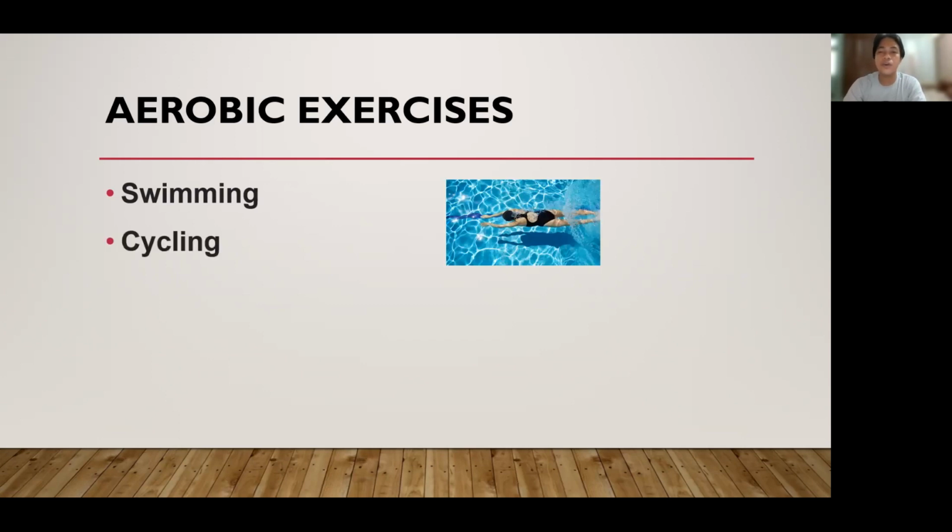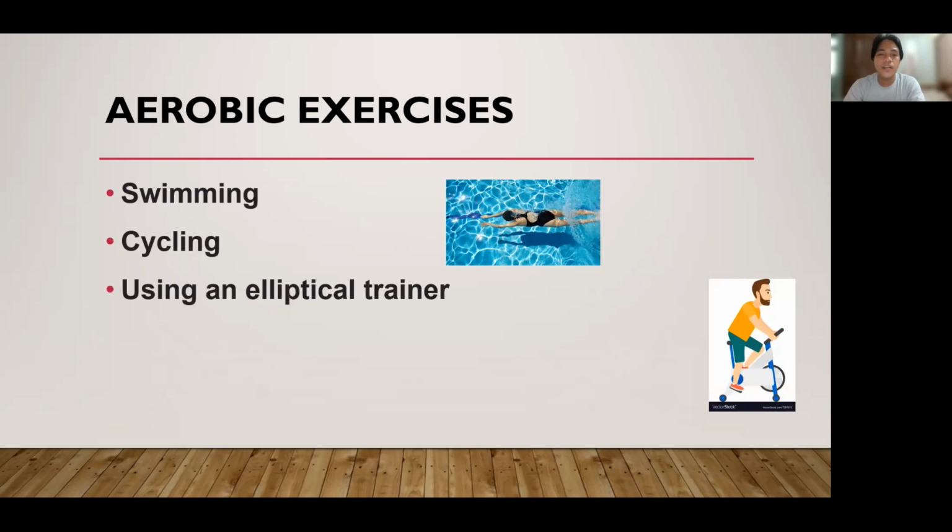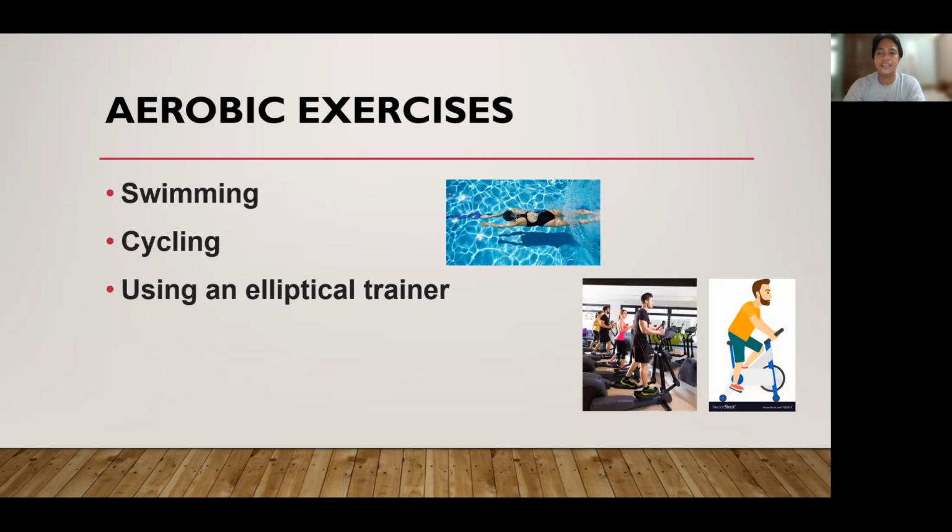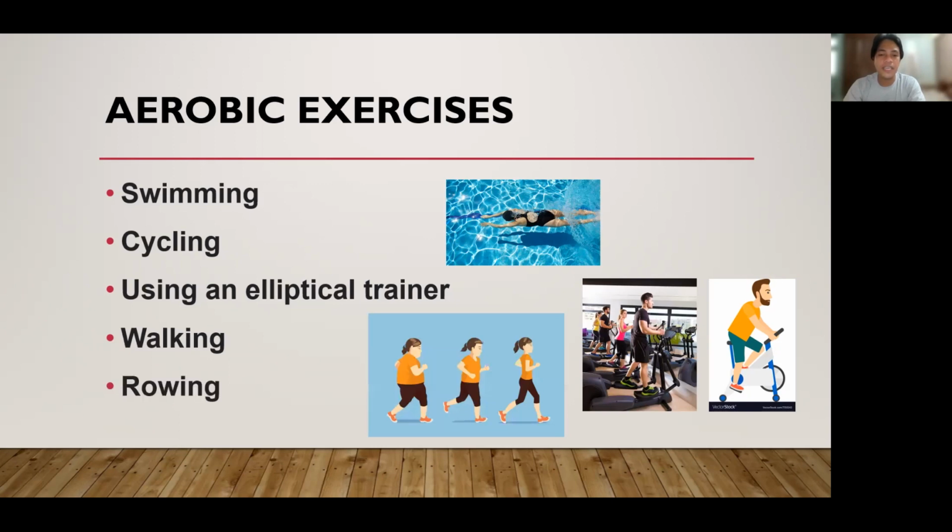Number two is also cycling. Number three is using an elliptical trainer. Okay, number four is walking. Okay, number five is rowing. What is rowing? This one, that is rowing. So those are the examples of aerobic exercises. So example na sila tanan kung unsay tawag sa aerobic exercises.